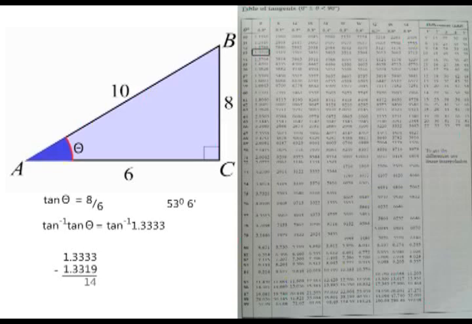So we add this to our previous angle. So 53 degrees and 6 minutes plus 2 minutes gives us 53 degrees and 8 minutes. And that is the angle. The next thing I want to do is find the angle at B. And I want us to have a predetermined answer so that we can test the truthfulness of these ratios.